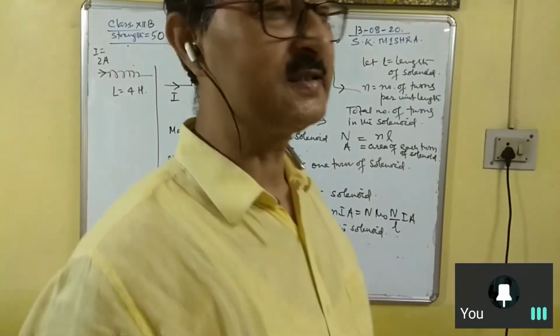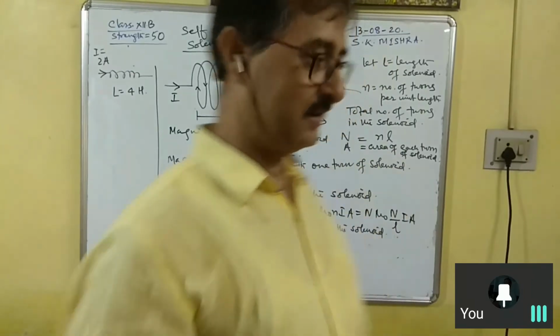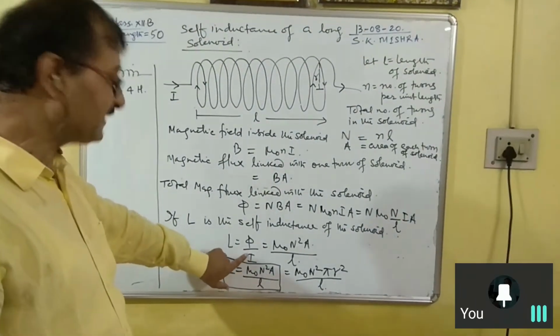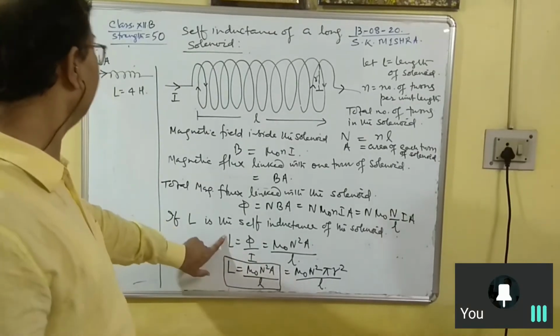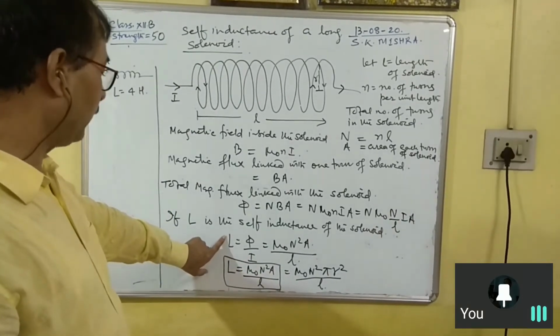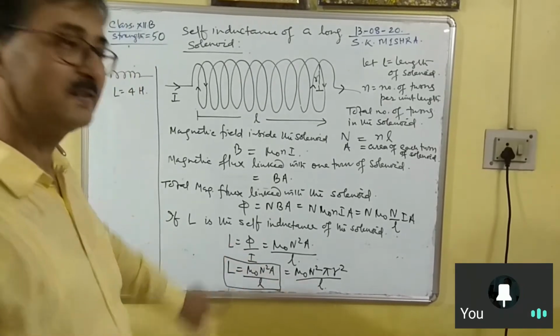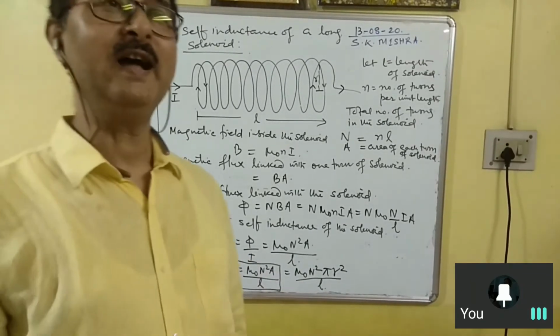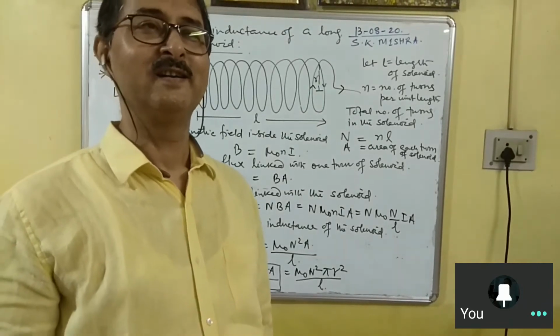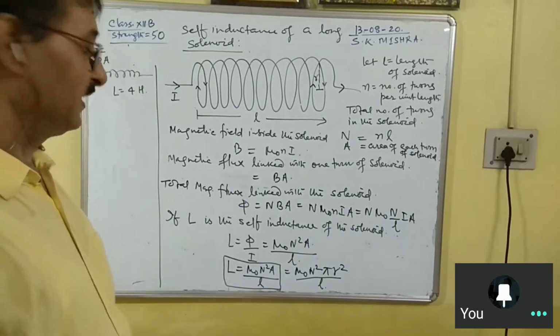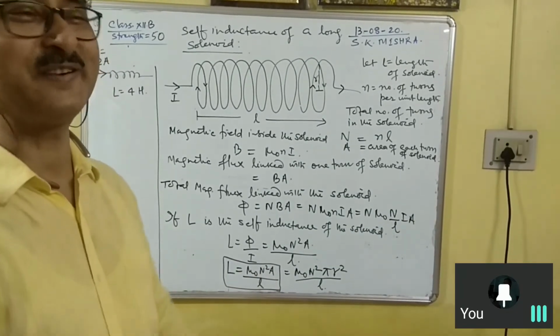Anybody else? Yeah, it will be doubled, because if I is 2 ampere, then L is how much? 4. If I becomes 4 ampere, then L becomes... So the correct answer is there is half. So there is no change in the self-inductance.